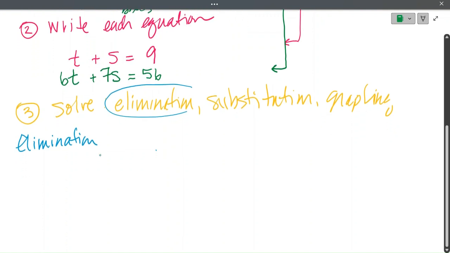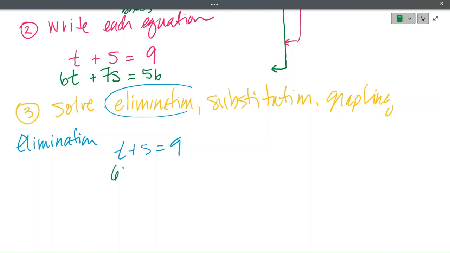So here we go. I'm going to rewrite my two equations down here. I'm going to say t plus s equals 9 and 6t plus 7s equals 56. So my goal with elimination is to get rid of one of the variables.